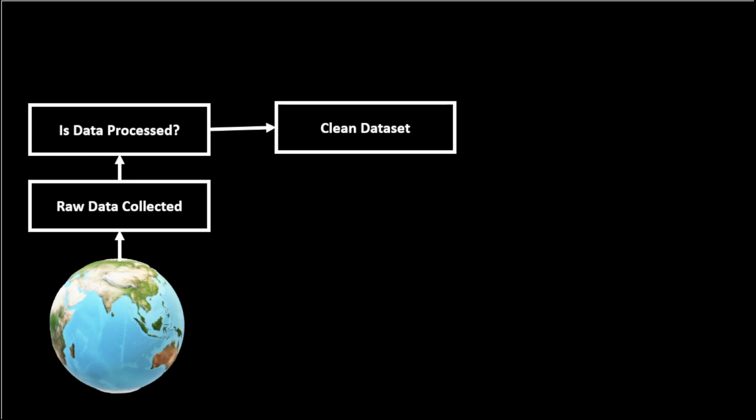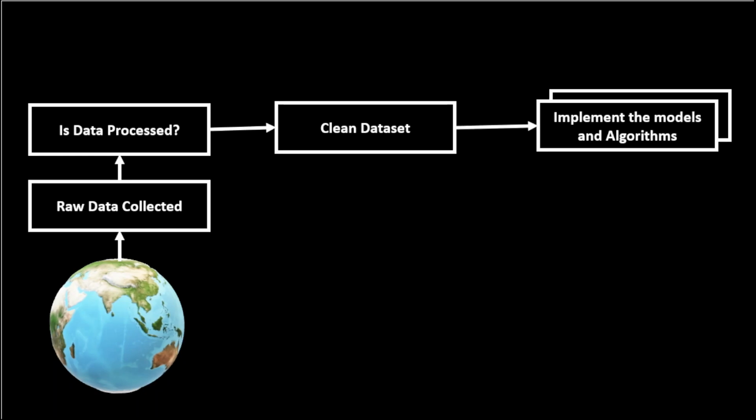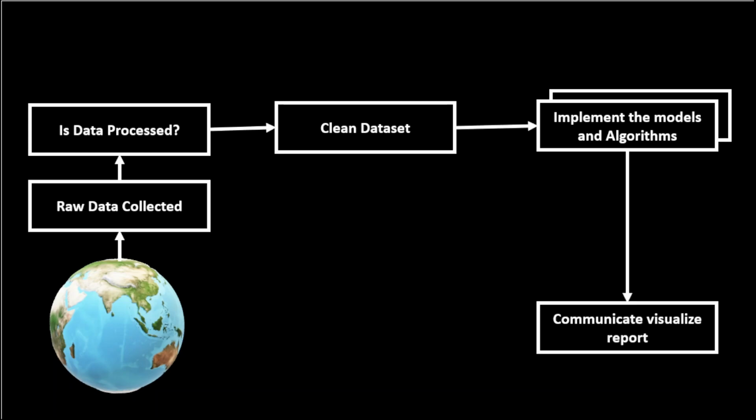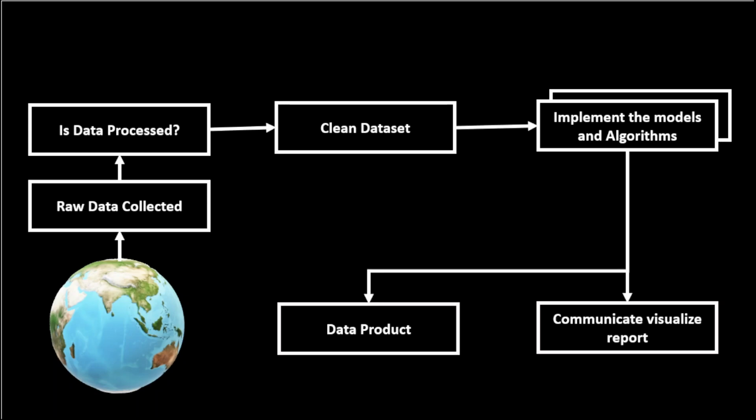First we collect the data, process the data, clean the data. Then we implement the model and the algorithms. Once the algorithms are implemented, we communicate or visualize the model, or we communicate for decision making. Finally, we develop a data product, or we create the model that can be used for decision making. These are the outputs of the normal data science lifecycle. And the same can be used for making real life decisions.